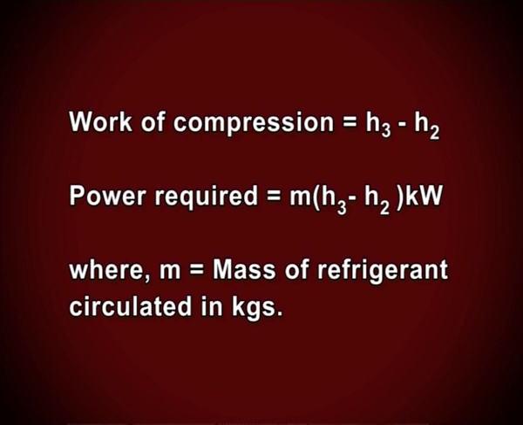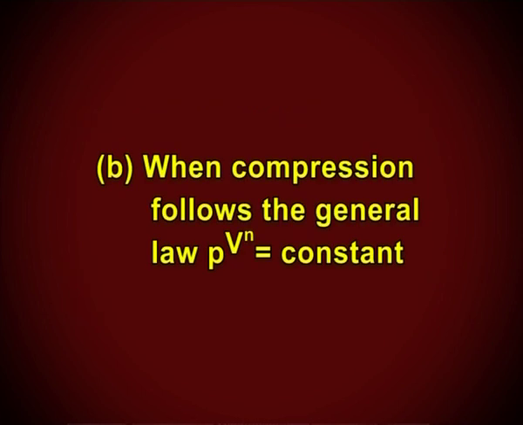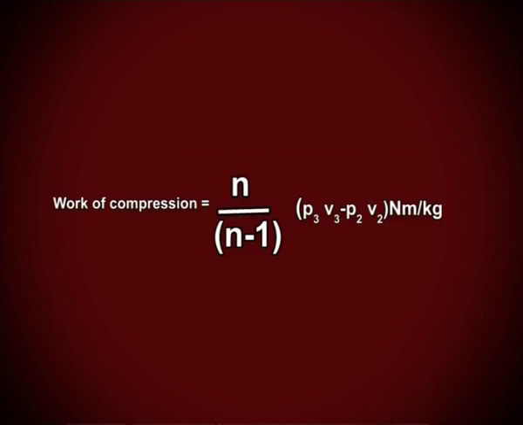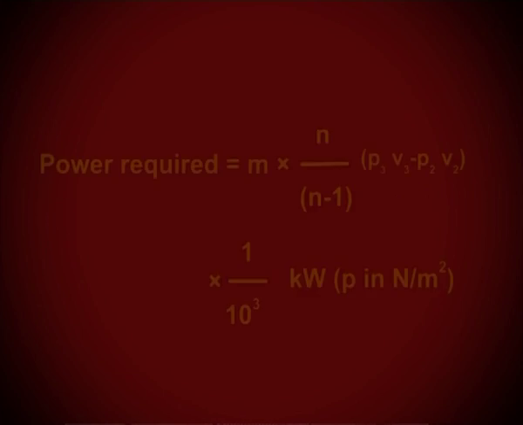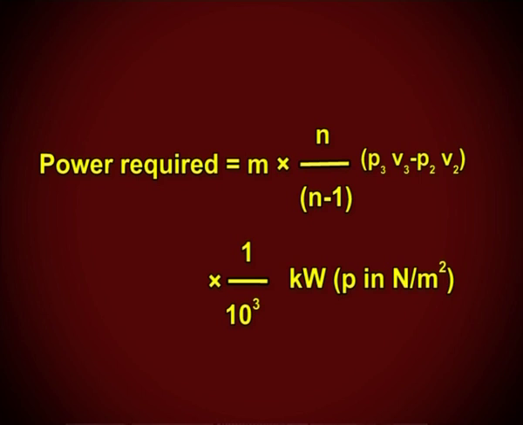B. When compression follows the general law PV^n equals constant, work of compression equals n divided by (n minus 1) into (P3V3 minus P2V2) Nm/kg. Power required equals m into n/(n minus 1) into (P3V3 minus P2V2) into 1/10^3 kW, with P in N/m².